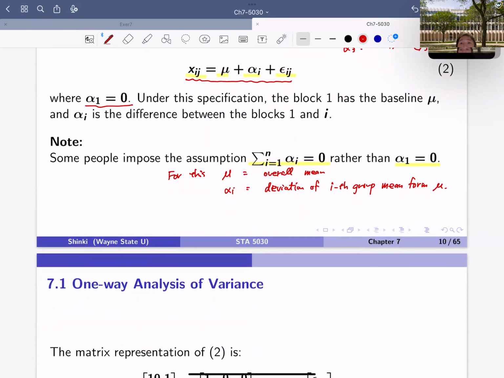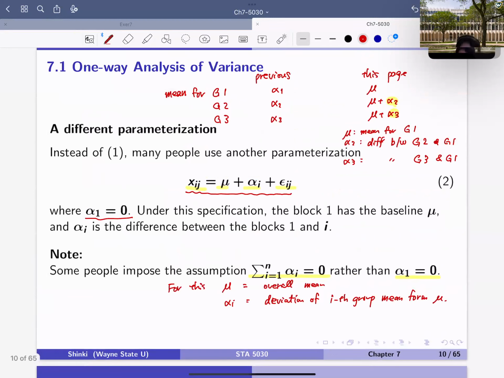I got one question. So you can add a prime to the alphas if you want to rename them. Yes, we can put the tilde or prime or something like that, since it's slightly different. So maybe you can write the tilde or something.